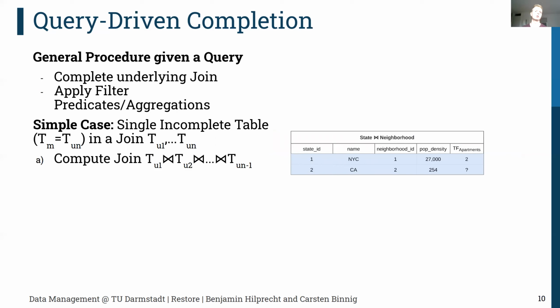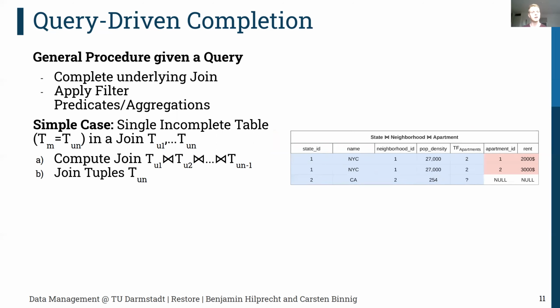So first of all, we would compute the join of the complete tables, so of state and neighborhood. And as we can see, this is just a normal join that we execute in the database. And then we join the tuples we have left in the incomplete table. So the apartment tuples, which have a join partner in the neighborhoods table.